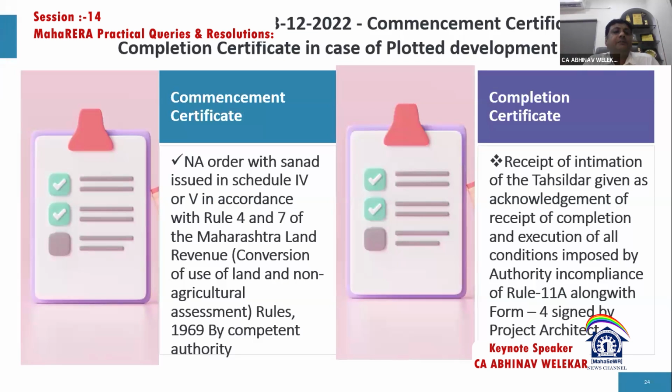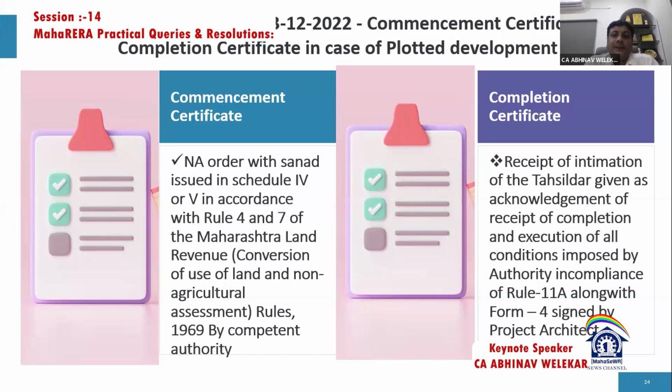How do plotted development projects get completed? For this, there is an order that was issued. Just as we saw in circular number 25, they specified that any order will be considered as the completion certificate. However, in this order, they have gone back and said that any order will be treated as a commencement certificate. They came to know that some mistake was made while issuing that circular, so they clarified that the commencement certificate means any order with sanad issued in either schedule 4 or 5 in accordance with rules 4 and 7 of the Maharashtra Land Revenue Act.